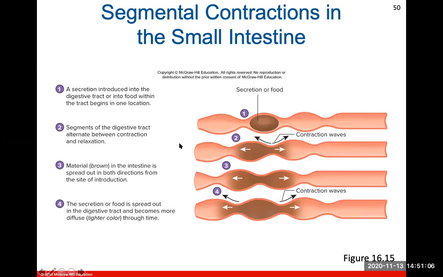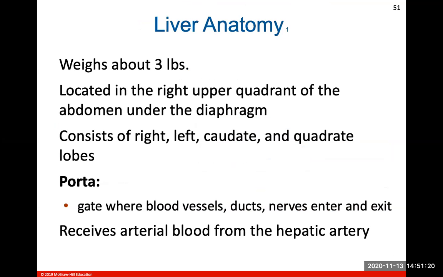The segments of the digestive tract will alternate between contraction and relaxation as material is spread out in both directions to produce mixing and contraction as it passes through the small intestine.